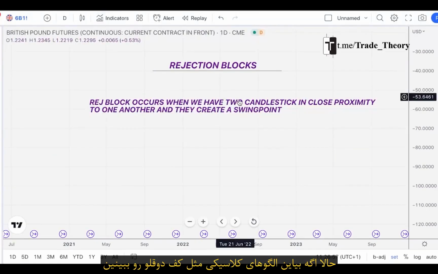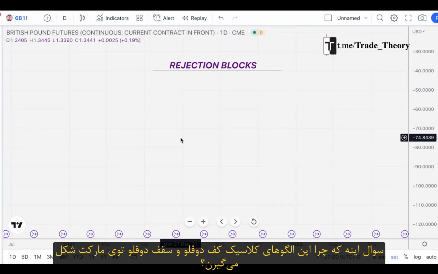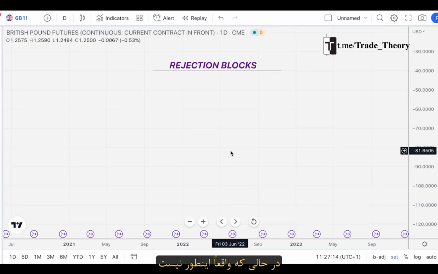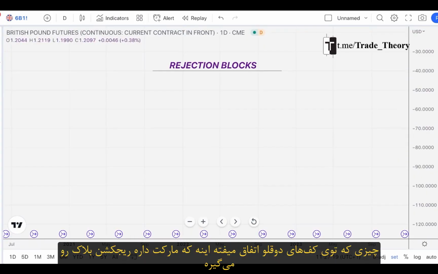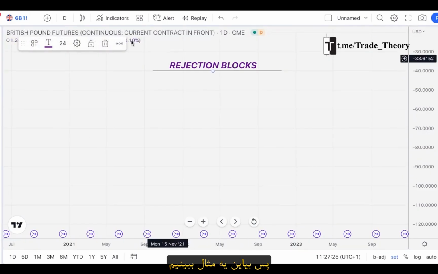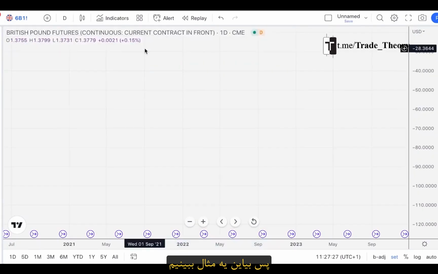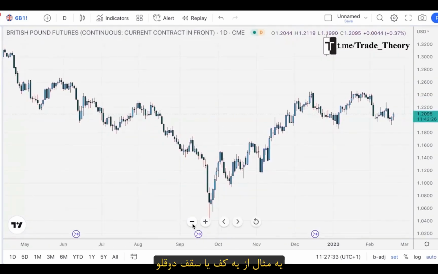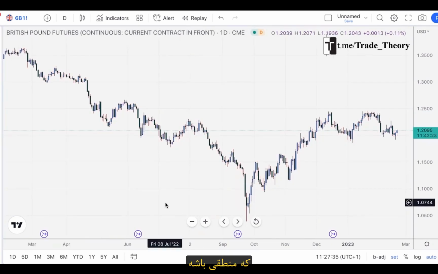Now, if you look at retail classic double bottoms, the question is, why do classic double bottoms and double tops occur in the marketplace? Because the textbooks write about double tops and double bottoms as a form of high probability strategy, even though it's not, there's some truth to it. What's going on there at double bottoms is we are running rejection blocks. So we can go and look at any example. Let's see if we can find one. Any example of a double bottom or a double top, and it will make sense.